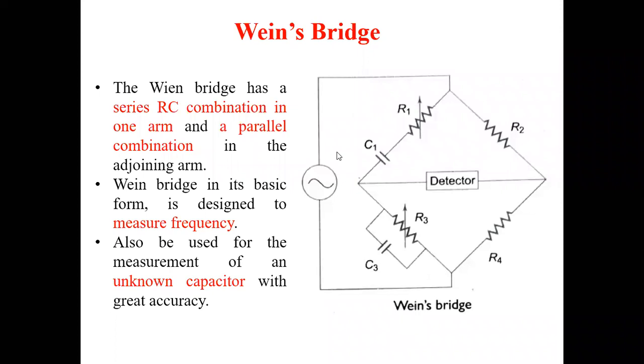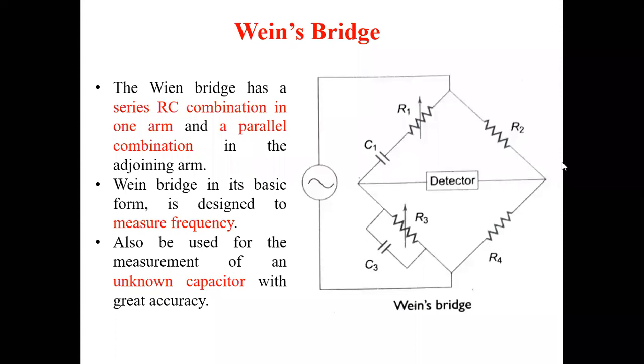This Wien bridge is designed to measure the frequency. It not only measures the frequency, it can also be used to find the unknown capacitance value. Here the unknown capacitance value may be C1 or C3 or both C1 and C3, whatever it may be.